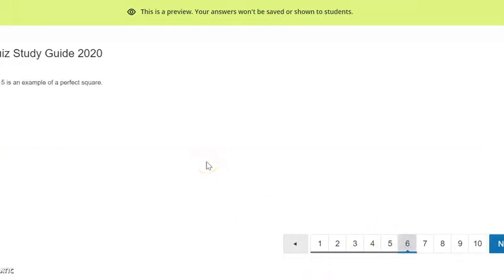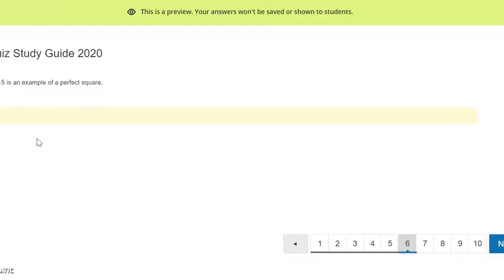If I take a peek at number 6, the number 15 is an example of a perfect square. No, it is not. False. So remember, perfect squares are essentially the product of a whole number by itself. So like 1 times 1 is 1, or 1 squared is 1. So 1 is a perfect square.